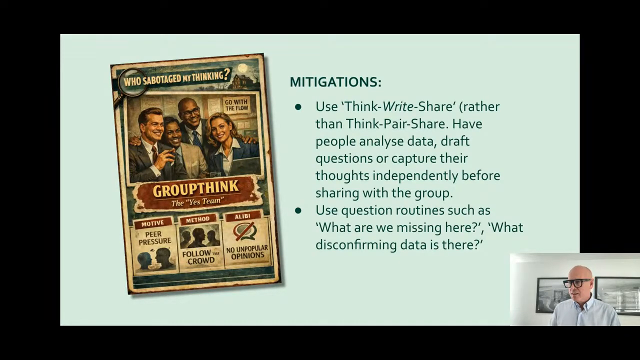Some mitigations here. This is one of my favorites. Rather than getting that first influential voice to shape decision making, instead of using think, pair, share, do think, write, share. So have a think, let's analyze some data. What do we think is going on here, or what strategy might make a difference? What are some theories of action or theories of improvement? And then write those down yourself. Just take 2 minutes in your inquiry group to write them down. And then we share what you've written down.